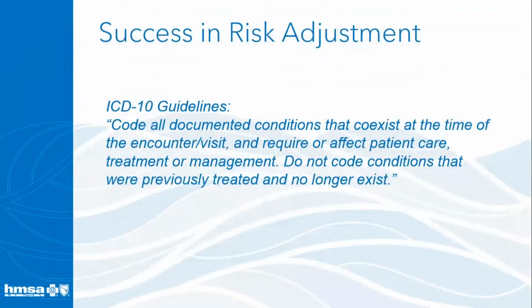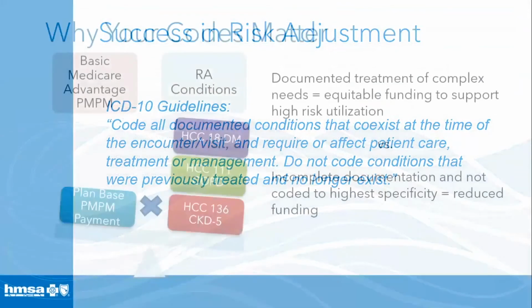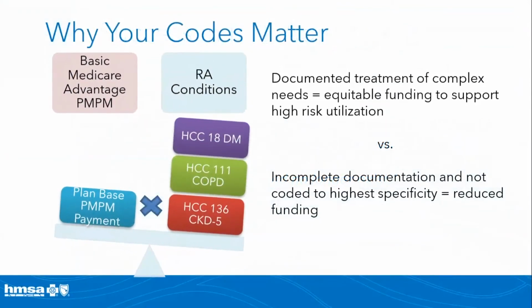Now let's take a look at how we can improve documentation for risk adjustment. When paying Medicare Advantage organizations, CMS takes the plan base per member per month payment and multiplies that by the factors for a clinically complex patient. The more risk-adjusted conditions a patient has, the more multipliers there will be for that patient because it's an additive model.